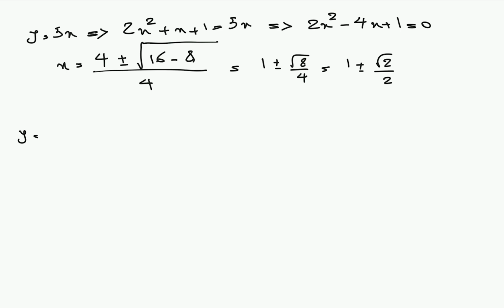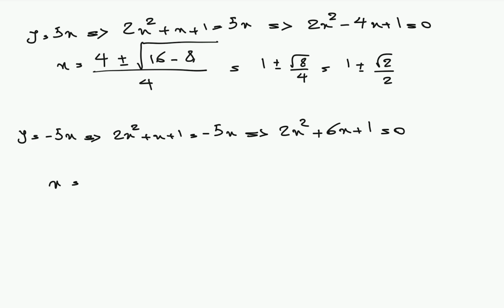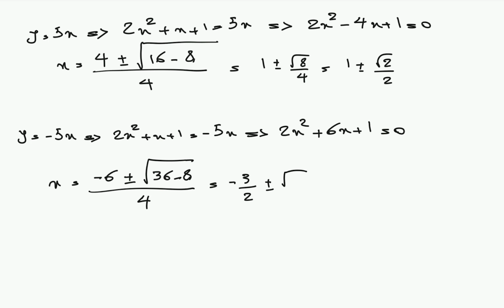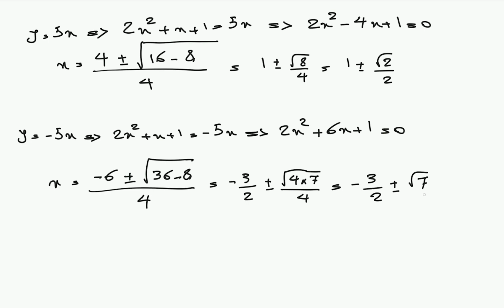And the other case was y equal to negative 5 times x, and that's completely similar to what we just did. Plus x plus 1, negative 5 times x, and we have 2x squared plus 6 times x plus 1 equal to 0. Same method. x is equal to negative 6 plus minus square root of 36 minus 8 over 4. So we have negative 3 over 2 plus minus square root of 28, which is 4 times 7 over 4. And the final form is this, square root of 7 over 2. And these are 4 roots for this quartic equation.